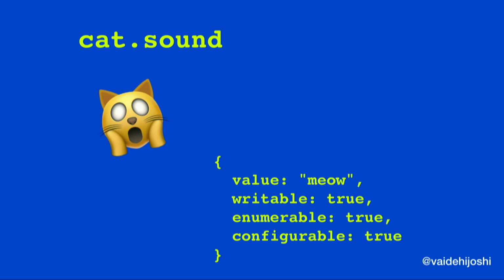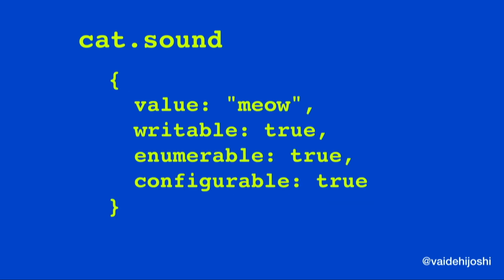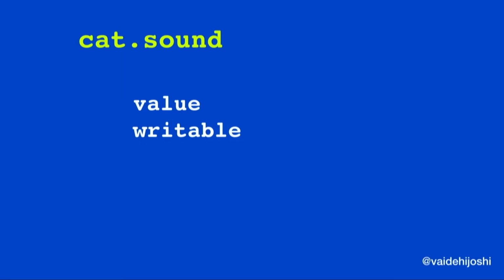This is pretty cool, but I don't know what all of this means. So let's take it step by step. As it turns out, when we created our sound property, internally, it was also created with this property descriptor. And this descriptor has 4 different keys on it: value, writable, enumerable, and configurable. Let's look at the first 2 more closely. Let's look at value and writable.